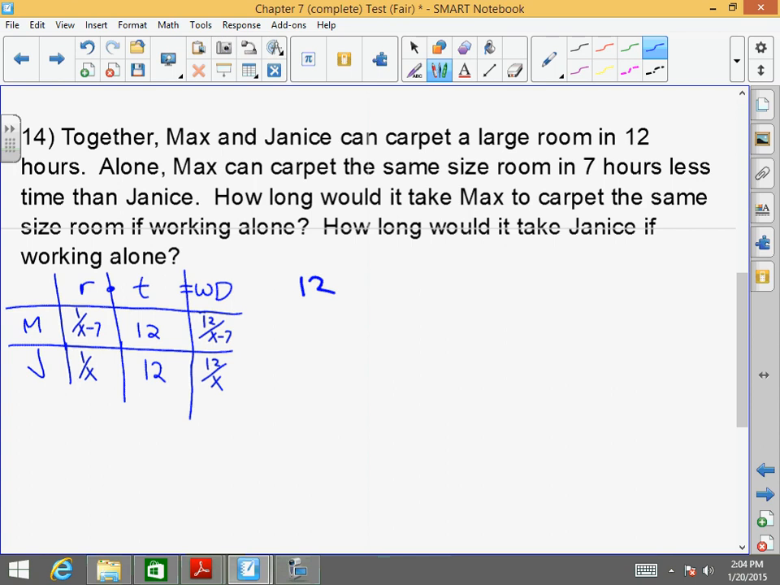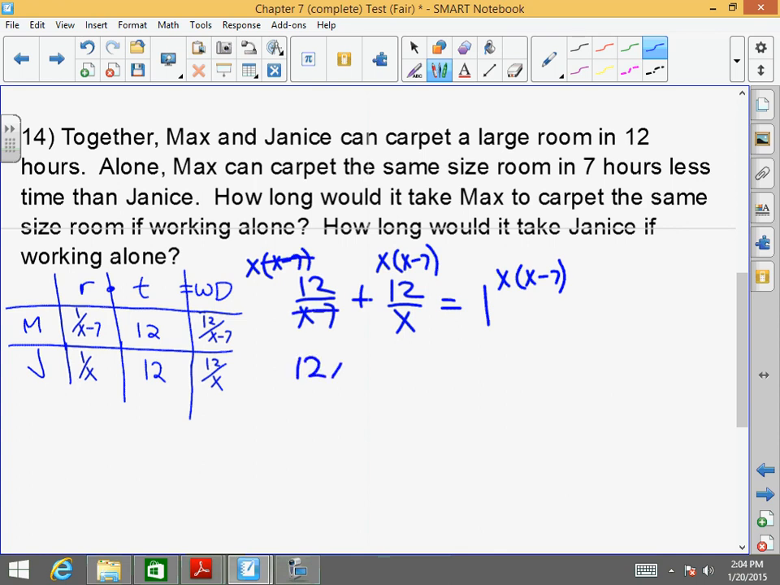All right, now let's go ahead and figure this out. Max's part of the job plus Janice's part of the job equals one complete job. So I multiply every single numerator by x times x minus 7. The x minus 7 cancels here, I got 12x. The x cancels here, so I got to distribute a 12, so I've got 12x minus 84. And this equals x squared minus 7x. This is 24x minus 84 equals x squared minus 7x.